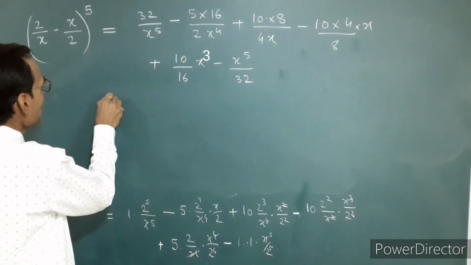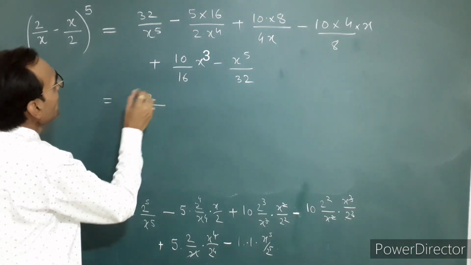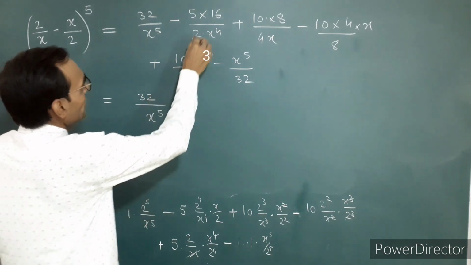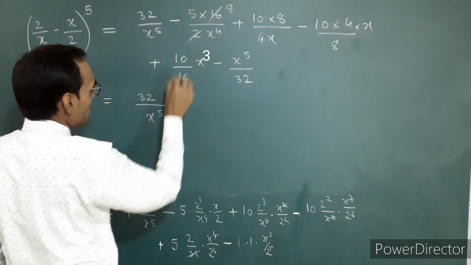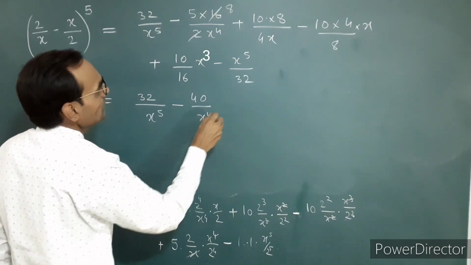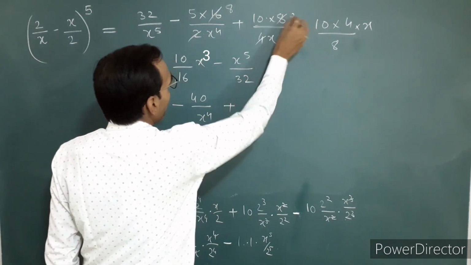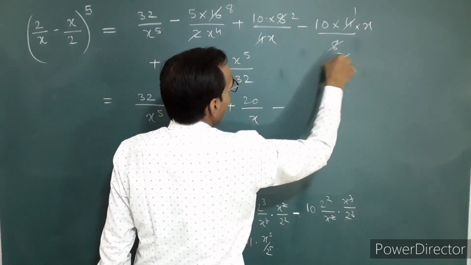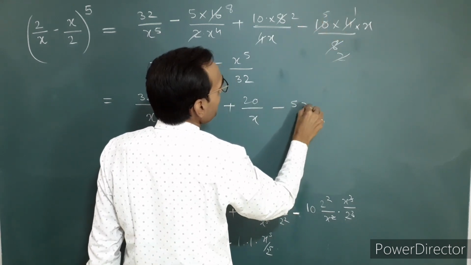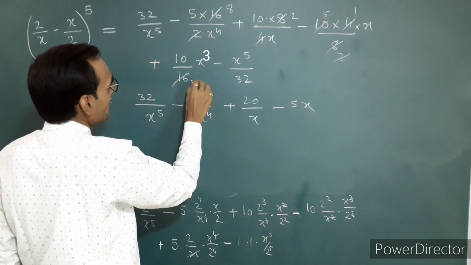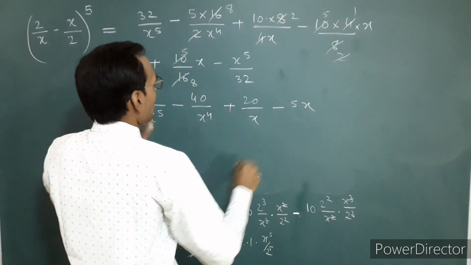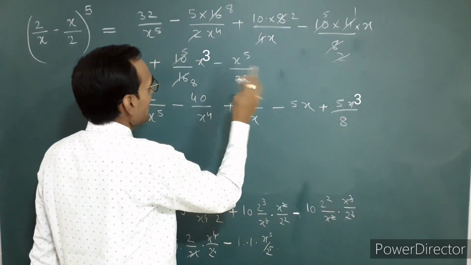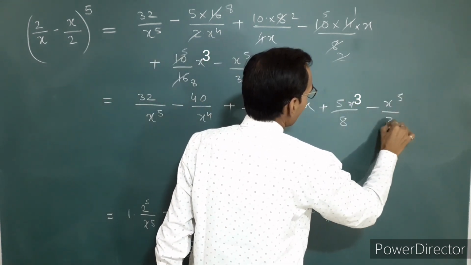Okay, now on simplification we get the expansion of the given problem. So 32 by x raised to 5 minus 2 eights are 16, cross it, 8 fives are 40, upon x raised to 4, plus here 4 twos are 8, so 10 twos are 20 by x, and minus, that is 4 ones are 4, 4 twos are 8 and 2 fives are 10, so 5x, and cross it by 2, 2 eights are 16 and 2 fives are 10, so that is 5 and 5x by 8, plus 5x by 8, and the last term is minus x raised to 5 by 32.